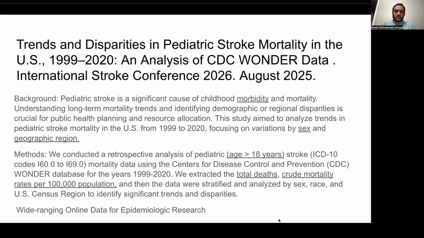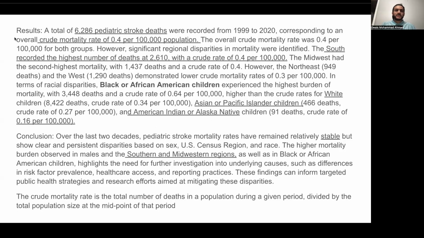I want to come to the results and conclusion really quickly. The results are that we had 6,286 pediatric stroke deaths from 1999 to 2020. And the overall crude mortality rate was 0.4 deaths per 100,000 population. The overall crude mortality rate was 0.4 per 100,000 for both groups. However, significant regional disparities in mortality were identified. The South recorded the highest number of deaths, 2,610, with a crude mortality rate of 0.4 per 100,000.